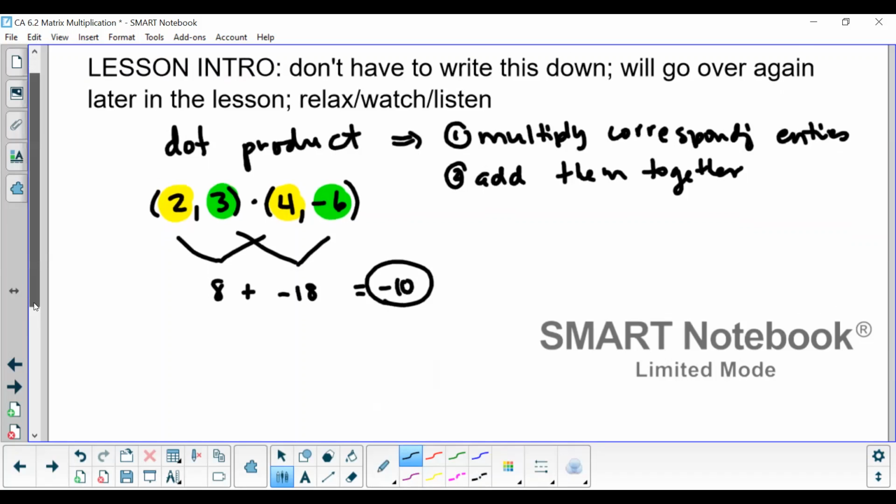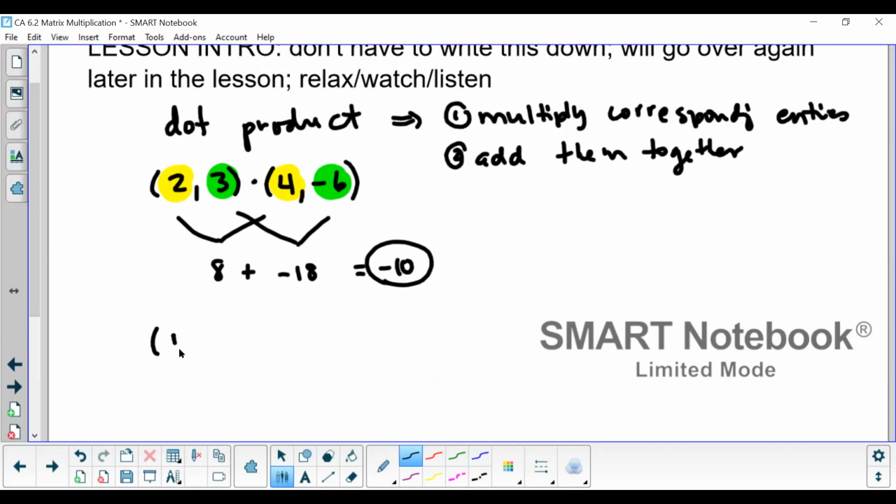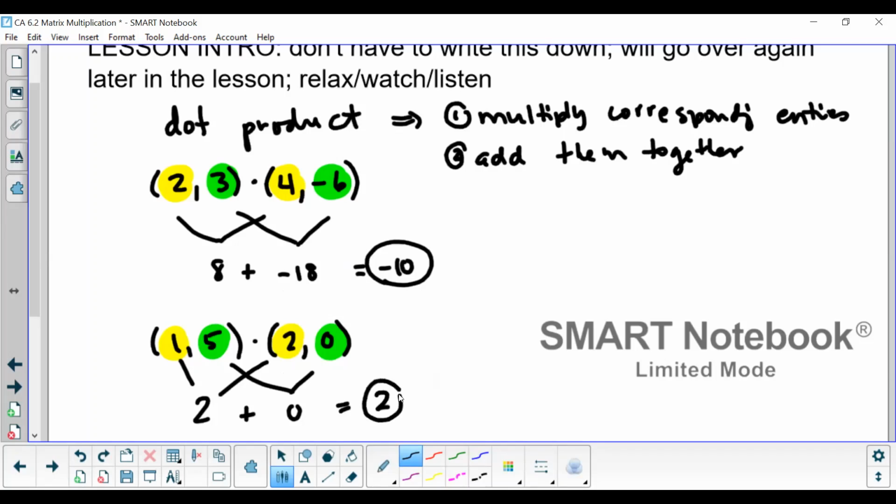If I had, let me give you another baby example. Let's say I had 1, 5, and I want to multiply it by 2, 0. Think in your head, which numbers are the first entry for both of those parentheses? What's the corresponding entry for 1? It corresponds to the 2 over here. Those are the first entries. So we multiply them. 1 times 2 is 2. And then the second entries are 5 and 0. We multiply them and get 0. But the dot product says now we add those two things. And once we do that, that's my final answer, is just 2.